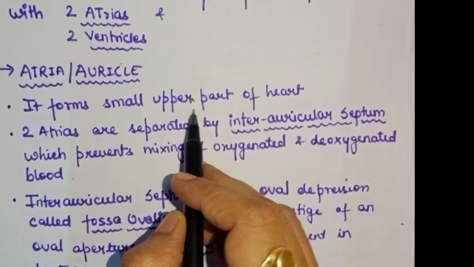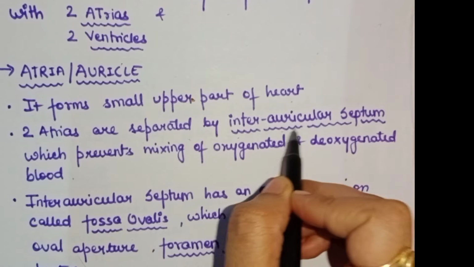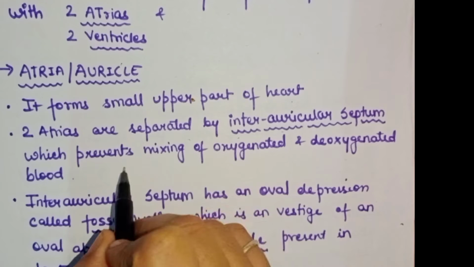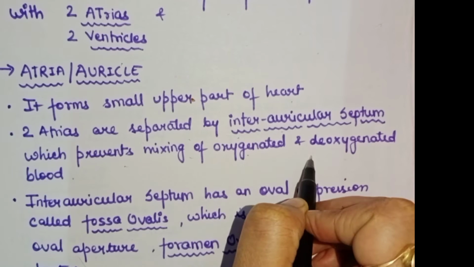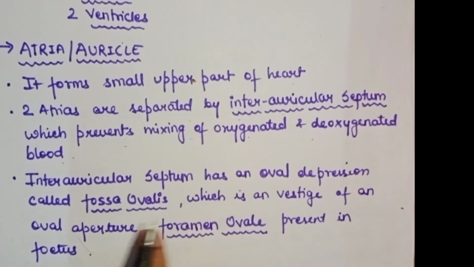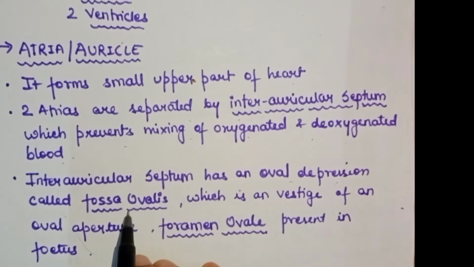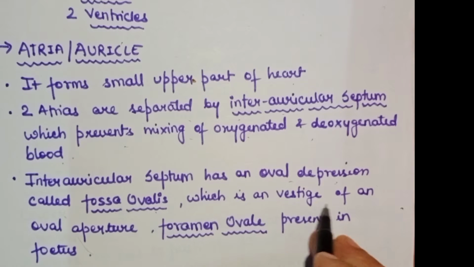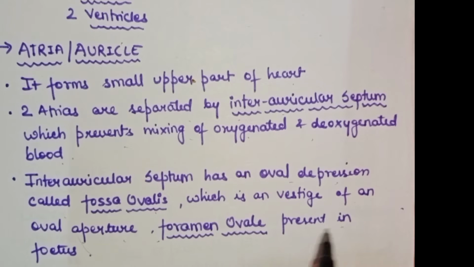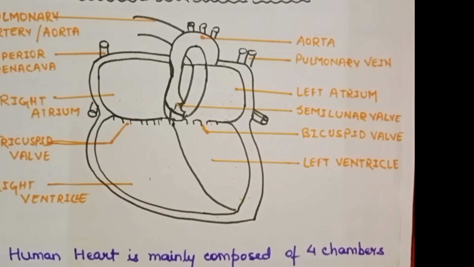Atria forms the small upper part of the heart. 2 atria are separated by interauricular septum, which prevents the mixing of oxygenated and deoxygenated blood. The interauricular septum has an oval depression called fossa ovalis, which is a vestige of an oval aperture, foramen ovale, present in foetus. Let us discuss this first.